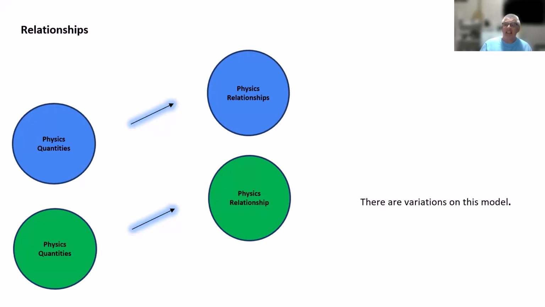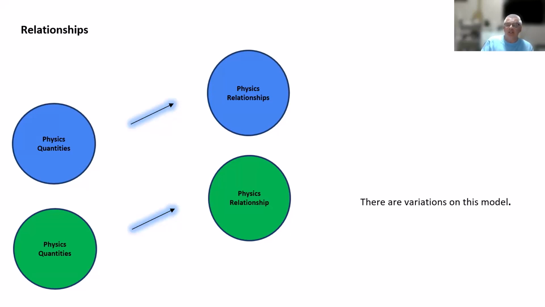Okay, and there's variations on the model, but I think probably the simplest one for most people would be to just do 2 investigations on the same phenomenon and come up with 2 relationships. Not the only way, but it's probably going to be the simplest.